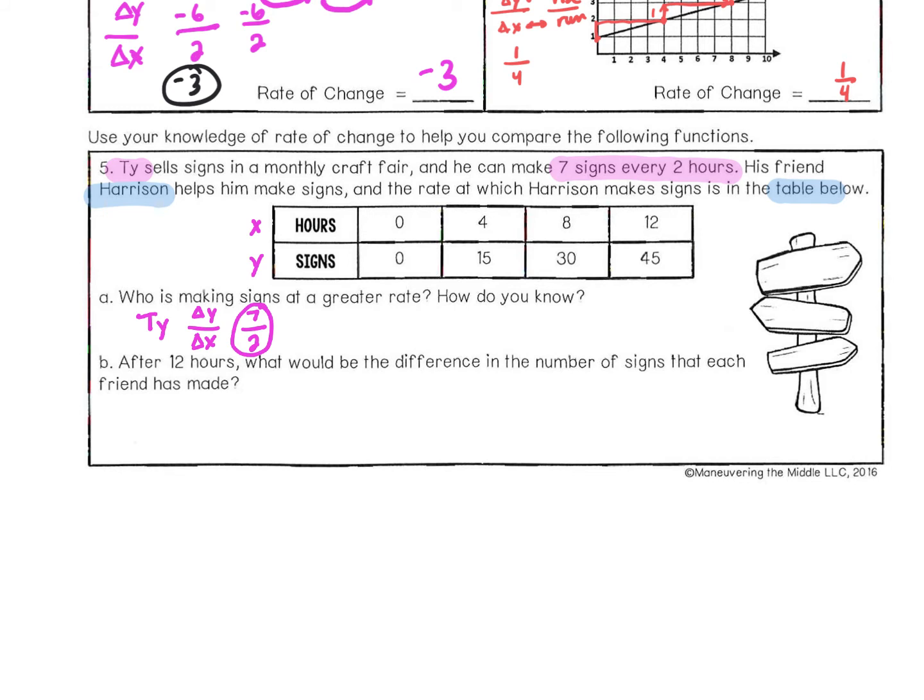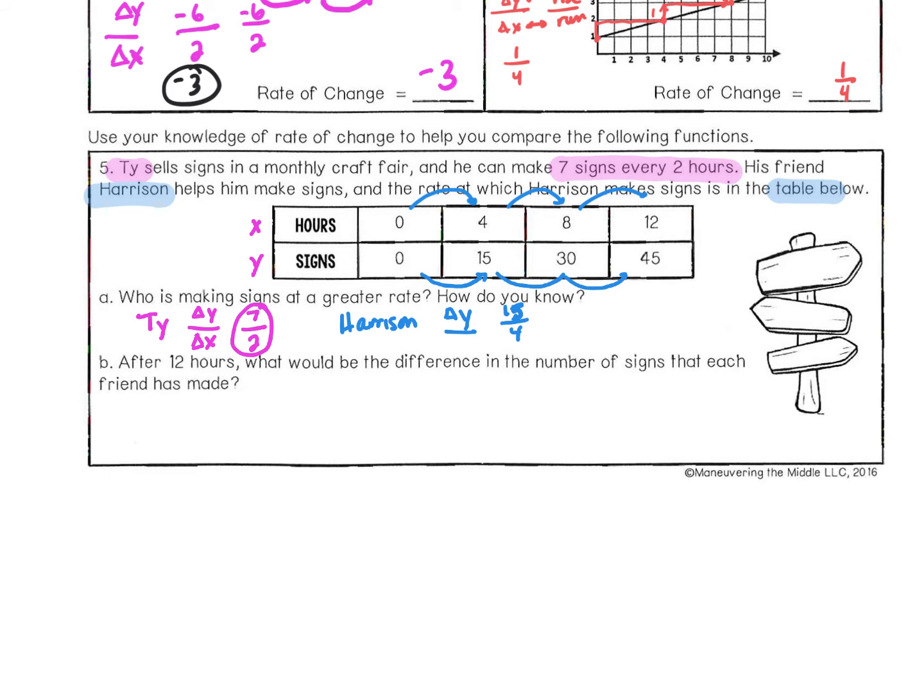Now we're going to move on to what they give us for Harrison. Harrison's going to take us a little bit more work, and we're going to start with the change from 0 to 15. So again, the change in our Y values would be 15. And then the change in our X values, that change would be 4. And just to be sure, let's see if we get the same. Yep, that's 15, this is 15, this is 4, and this is 4. So we're going to get the same number repeatedly.